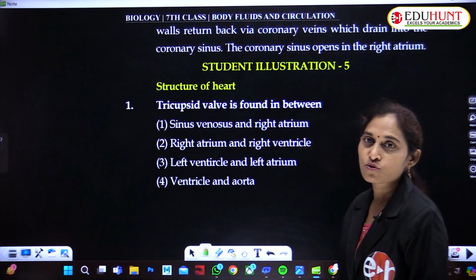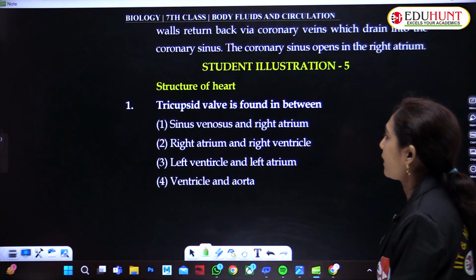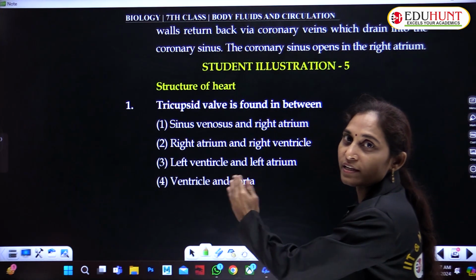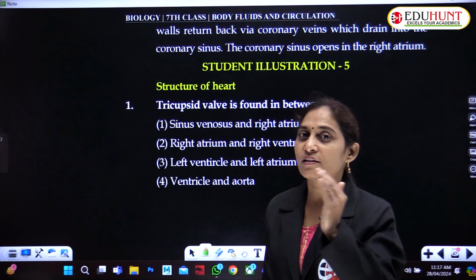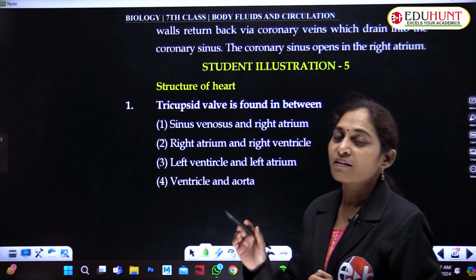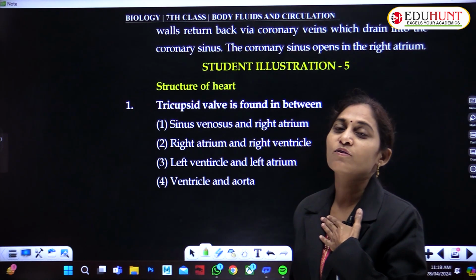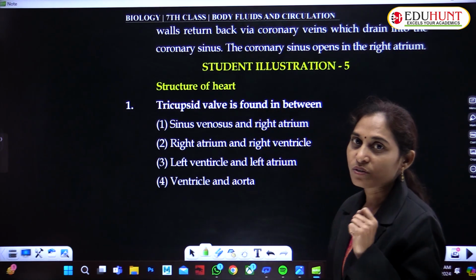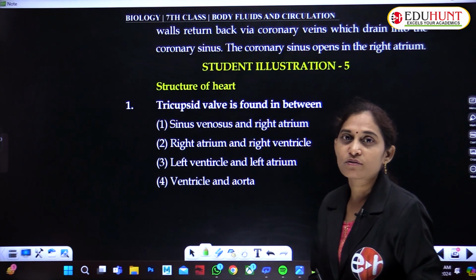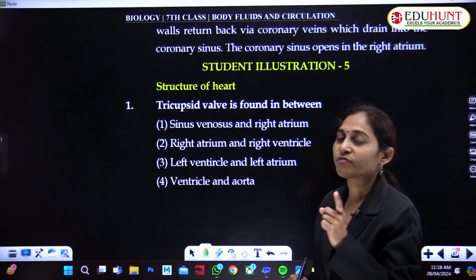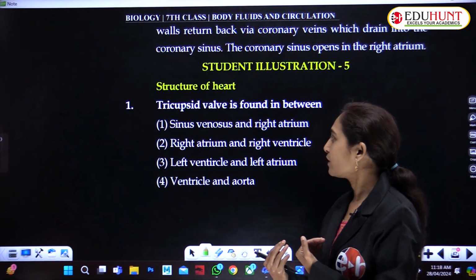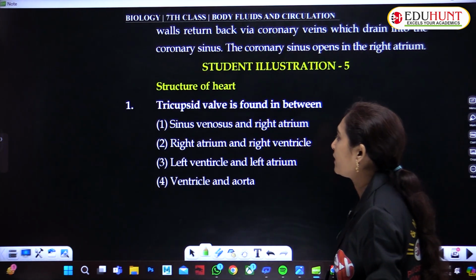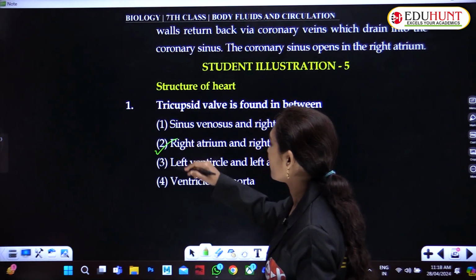Structure of heart చూద్దాం. స్టూడెంట్ illustration 5లో tricuspid valve is found in between. సో రైట్ సైడ్ అంటే మనం ఇప్పుడు లెఫ్ట్లో చెప్తున్నాం కానీ రైట్ మన హార్ట్ని ఊహించుకోవాలి, మనము అని ఊహించుకొని మనకి రైట్ మనకి లెఫ్ట్ అనుకొని ఊహించుకోవాలి. సో ట్రైకస్పిడ్ వాల్వ్ ఎక్కడ ఉంటుంది, మనం డయాగ్రామ్ వేసేటప్పుడు లెఫ్ట్లో వేస్తున్నాము అంటే మనకి రైట్లో ఉంది అని అర్థం. So tricuspid valve is found in between the right atrium and the right ventricle.